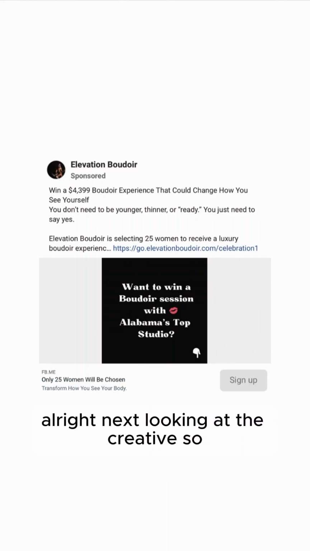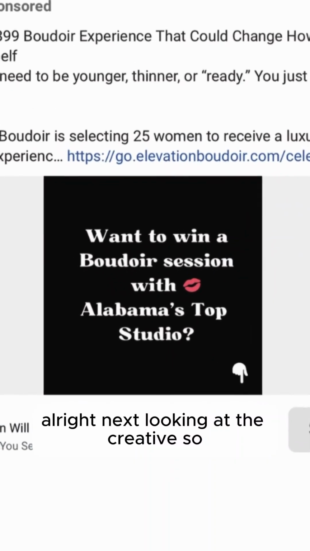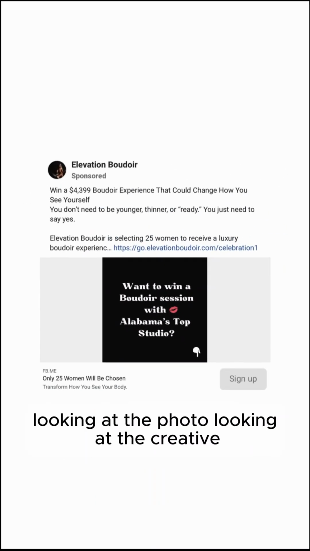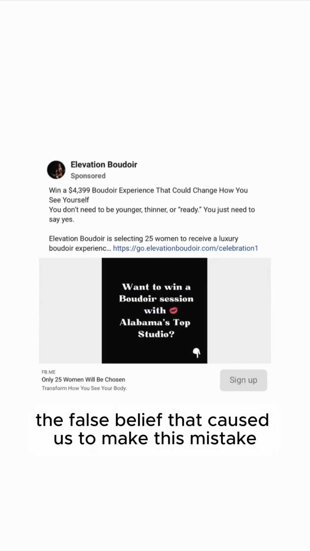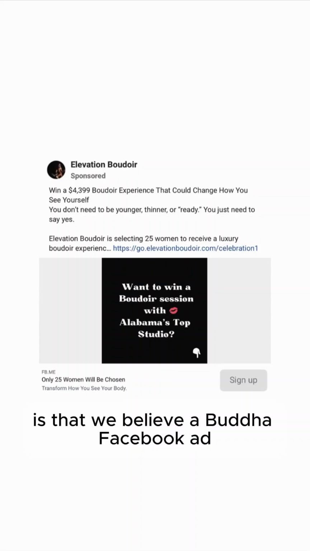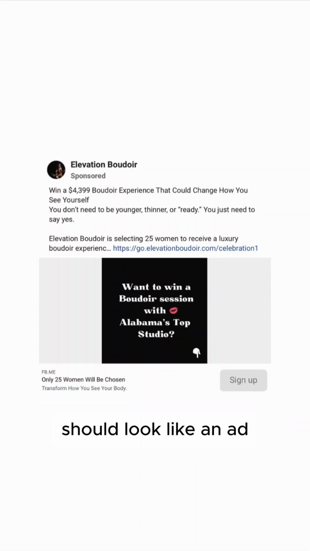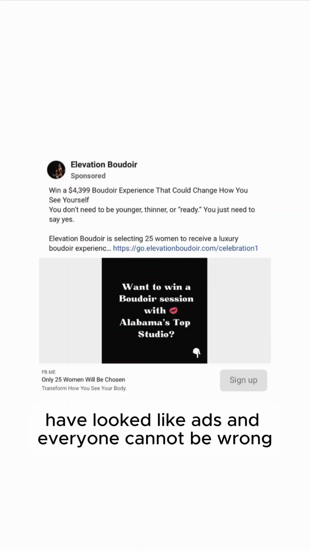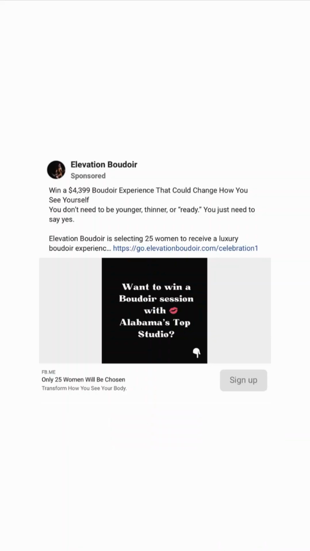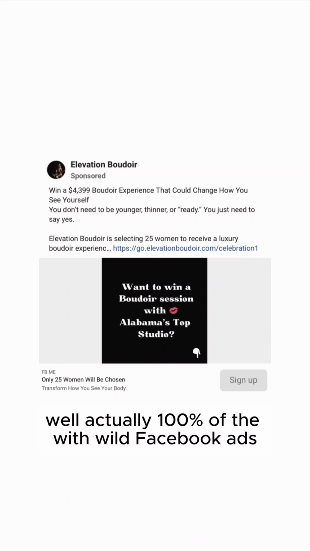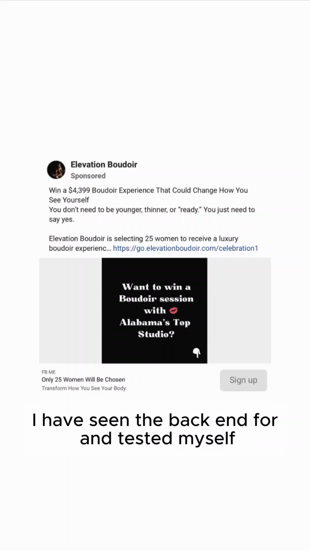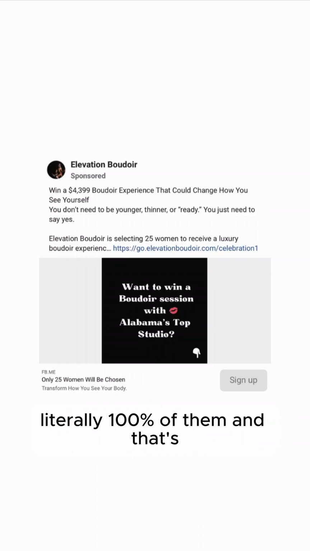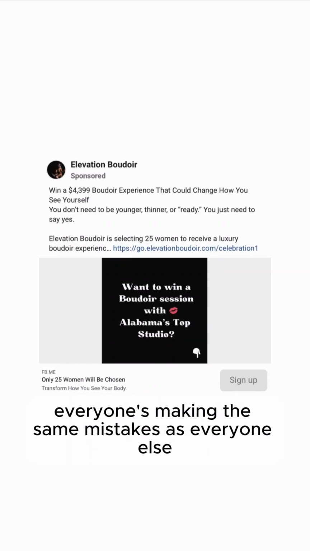All right, next, looking at the creative. Looks like an ad mistake. Looking at the photo, looking at the creative. The false belief that caused us to make this mistake is that we believe a Boudoir Facebook ad should look like an ad, because all the other Boudoir Facebook ads we've seen have looked like ads, and everyone cannot be wrong, can they? Well, actually, 100% of the Boudoir Facebook ads I have seen the back end for and tested myself have had BLCS, literally 100% of them. And that's because everyone's making the same mistakes as everyone else.